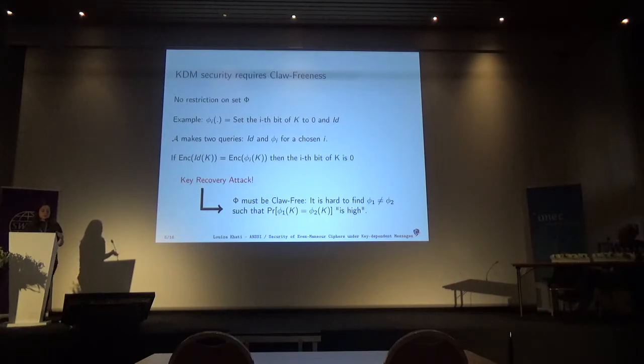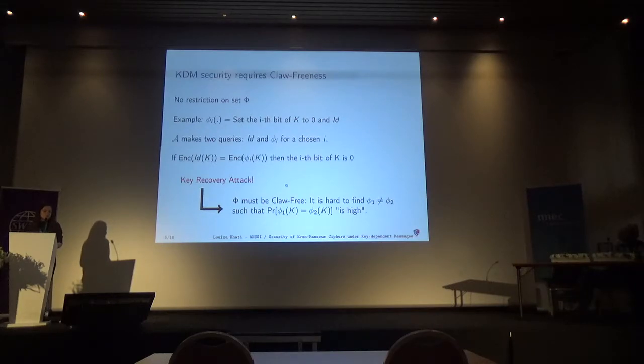Claw-freeness means that we remove all this kind of function to have a set phi under which we can have security. So a set big phi is claw-free if for any couple of functions phi1 and phi2, the probability to have phi1 of k equal to phi2 of k is high. So this kind of function has to be removed.